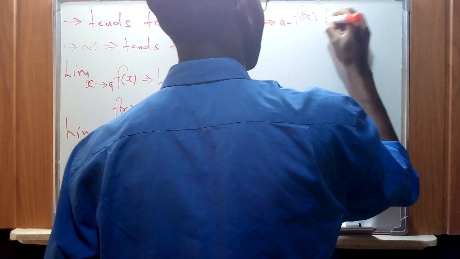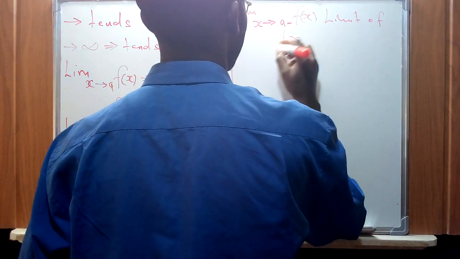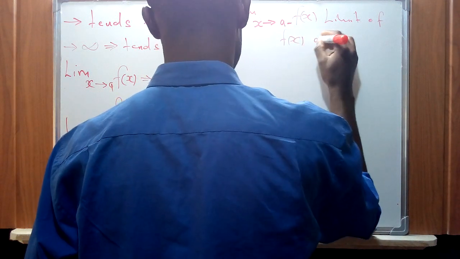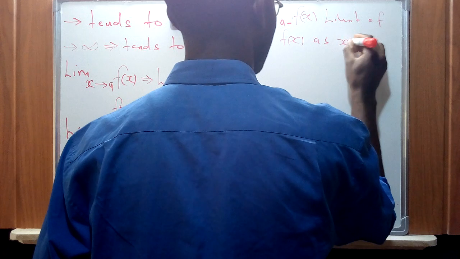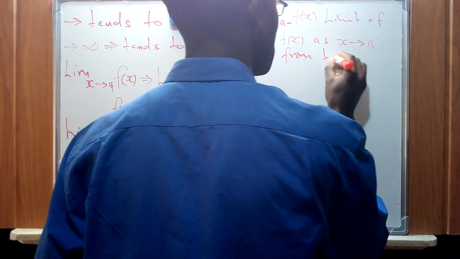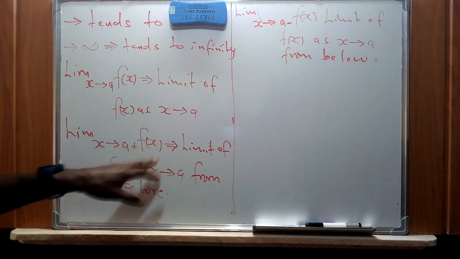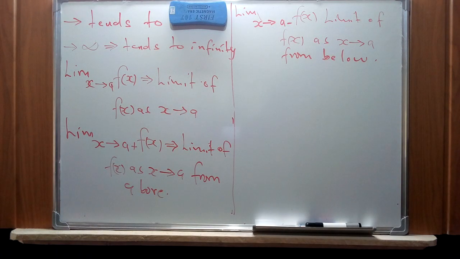So this is the limit of f(x), the limit of f(x) as x tends to a from below. So that is what that particular expression implies. And then we have another one.